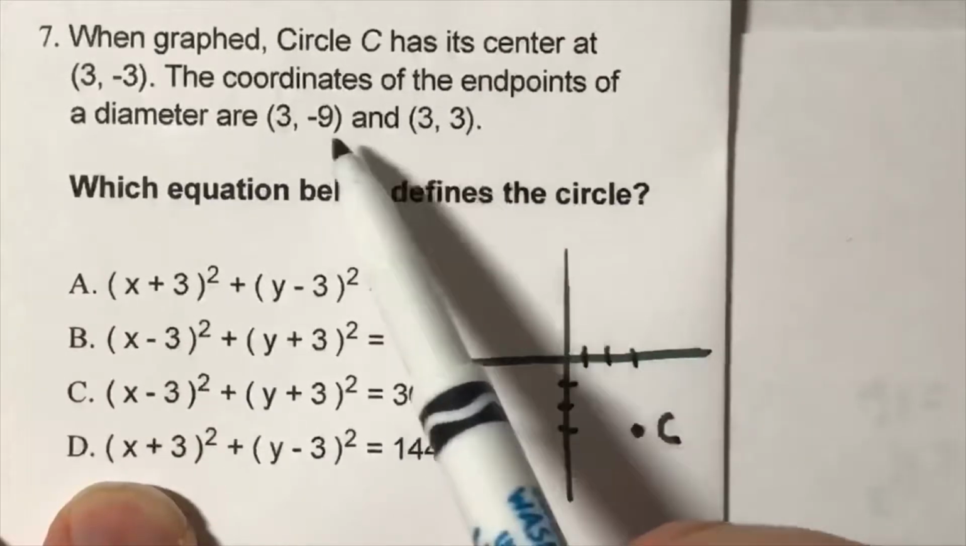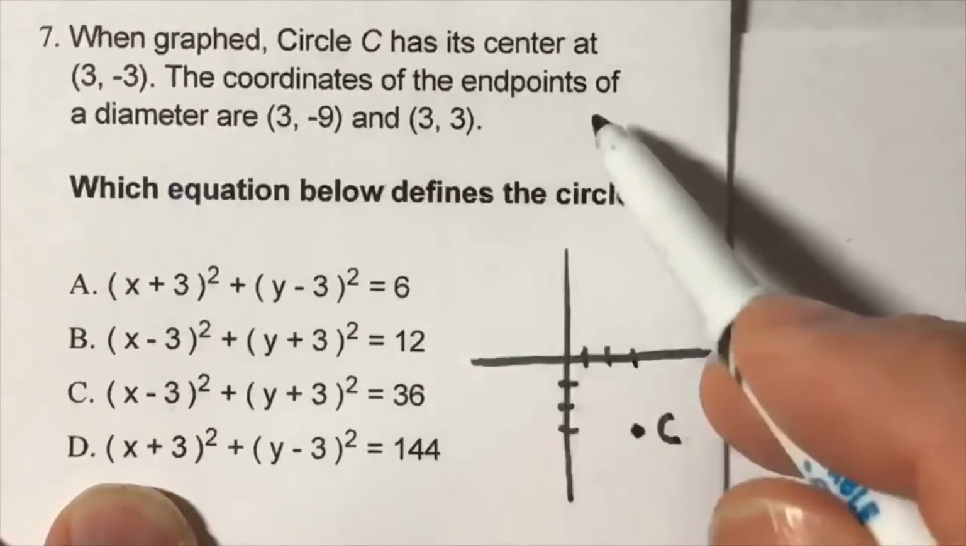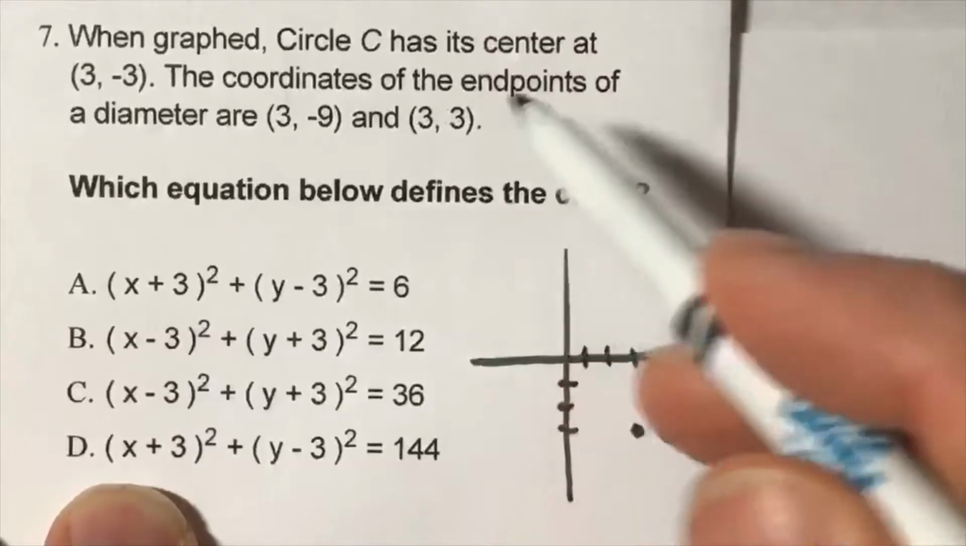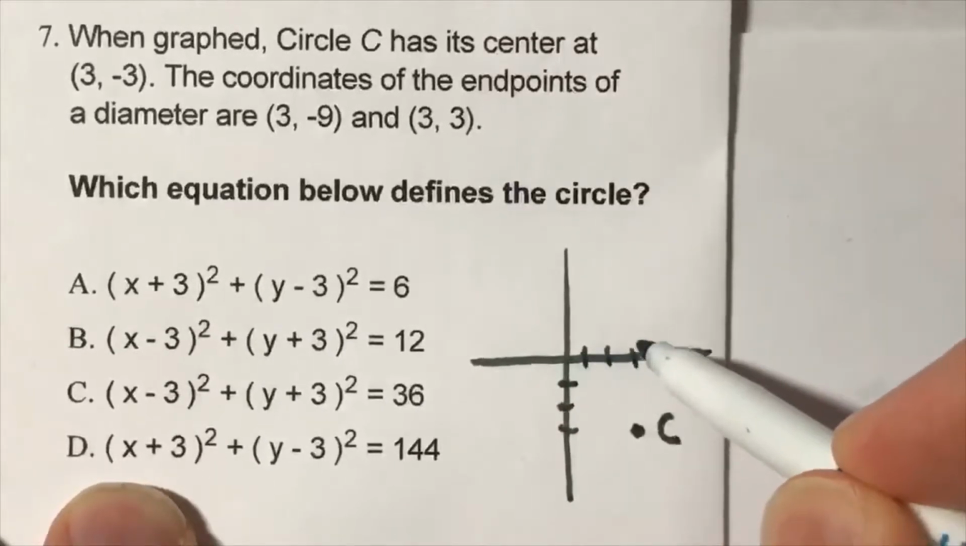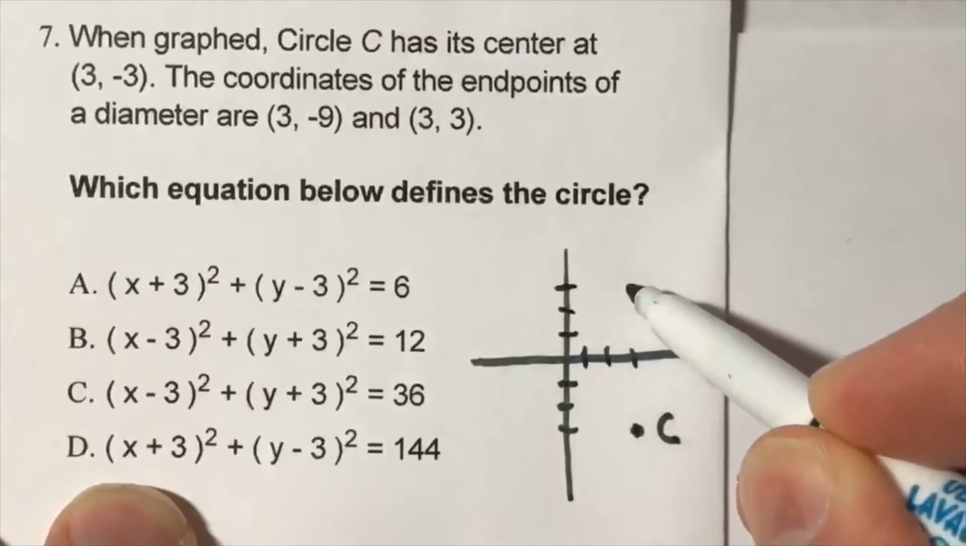The endpoints of the diameter are at (3, -9) and (3, 3). Well, the (3, 3) will be easy because I'm already over 3. I can go up 1, 2, 3 and place a point right here.